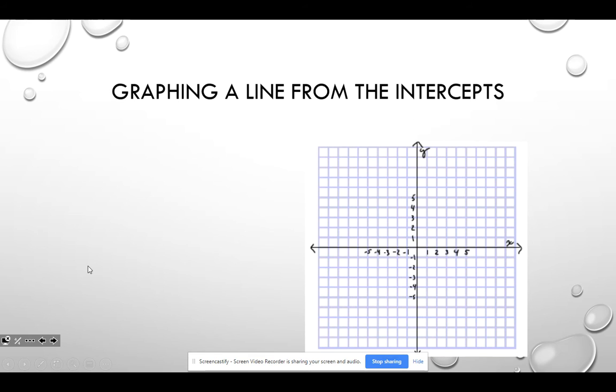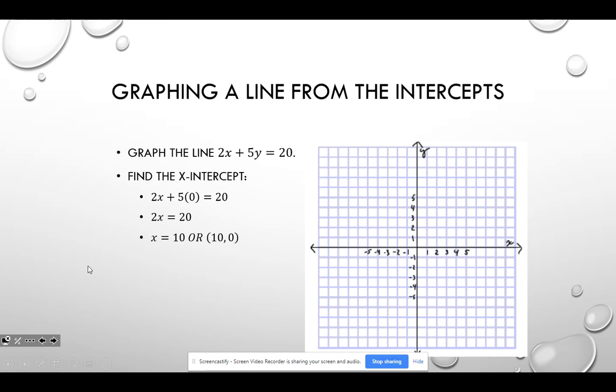We can also graph lines from getting the intercepts. So let's graph the line 2x plus 5y equals 20. And you want to do that by finding the x-intercept and the y-intercept. Pause the video at this point to give yourself a chance to find the intercepts of that linear function.